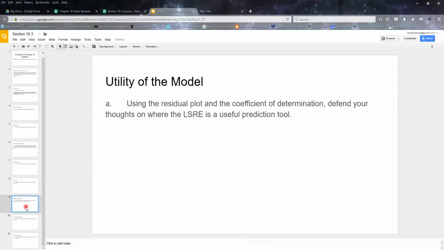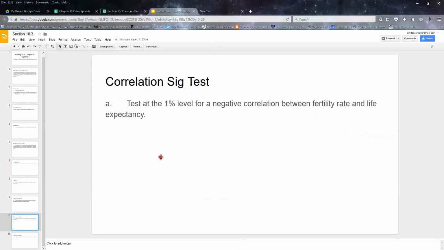And now what do we got to do? Using the residual plot and coefficient of determination, defend your thoughts. That's what I did about talking about how the linear model's a good fit. Now we're going to do a significance test.